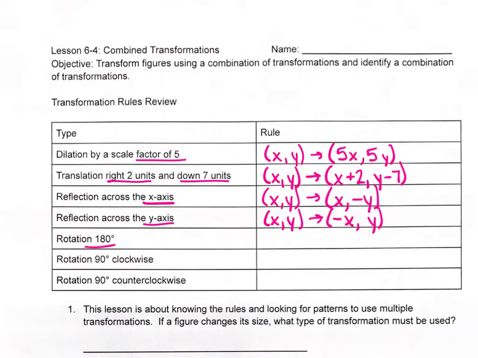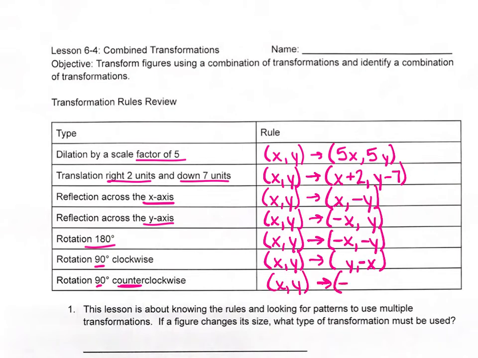Then we have a 180-degree rotation, which is actually a combination of both the reflection across the x and y-axis. This is where x and y change their signs. Then we have a 90-degree clockwise rotation. Remember, if it's 90 degrees, that you have y and then x. But if it's clockwise, then we're dealing with the original x changing its sign. If it's 90 degrees counterclockwise, then it's still y and then x, but this time the original y changes its sign.